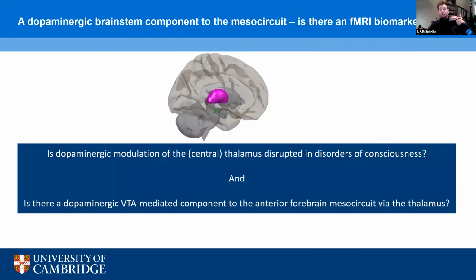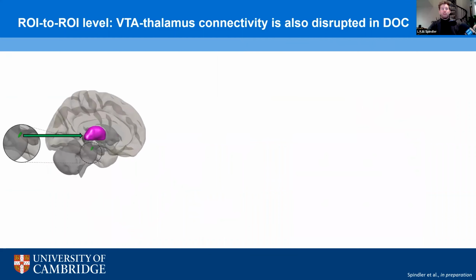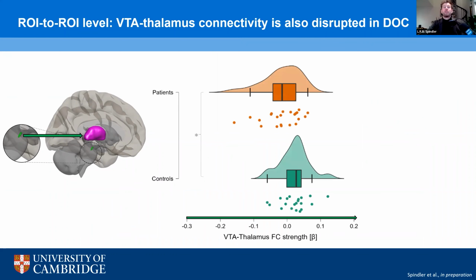And what we found is actually that even though in seed-to-voxel-based analyses, as I had shown you beforehand for the precuneal disconnections, we could not find a disconnection from the thalamus, when we took an ROI-to-ROI-based approach, we actually did find that controls had significantly higher connectivity of VTA to the thalamus than disorders of consciousness patients.